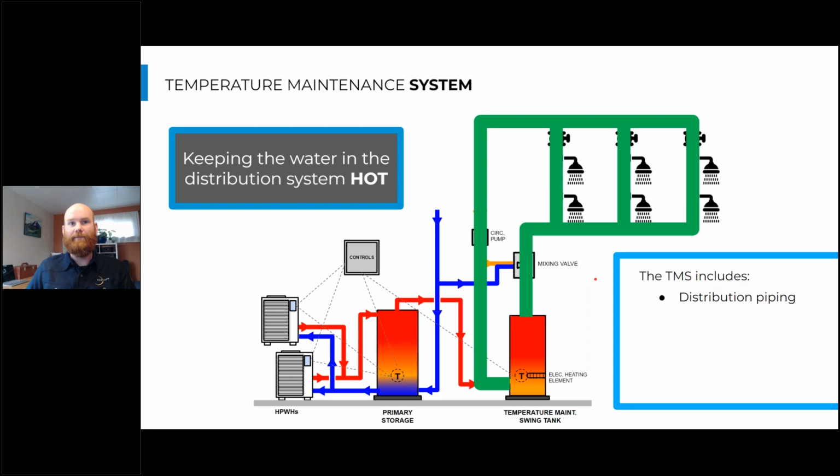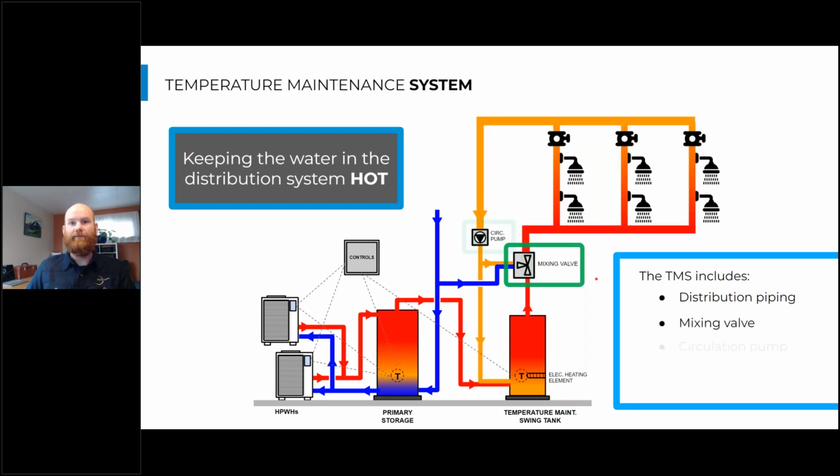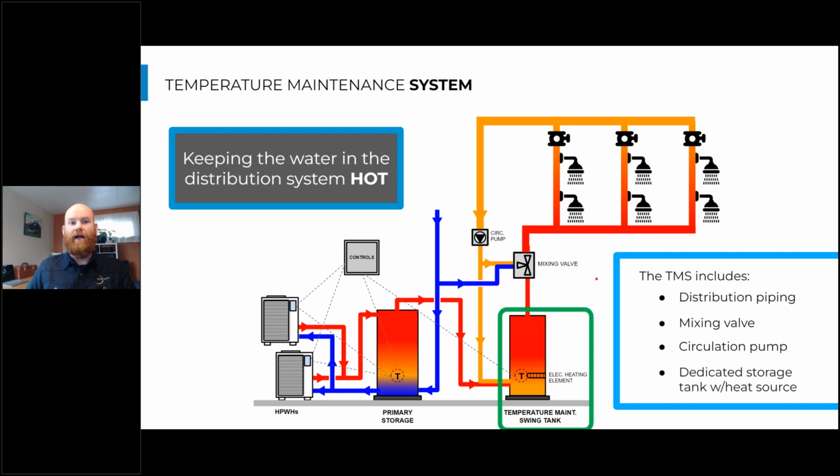So all those components are included in that temperature maintenance system: that distribution piping, the mixing valve, the circulation pump, and then we might have a dedicated heat source or storage tank, or both. In our gas or electric resistance system, this is what we typically don't have. That return water is just taken back to our primary storage tanks, and our primary heaters would reheat that water. The Seattle Energy Code specifically calls out single pass heat pump water heaters as the primary heaters. And if you have those, you must have a dedicated temperature maintenance system.